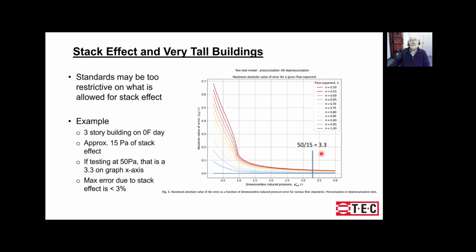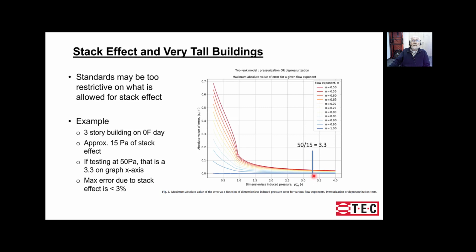So I'm just going to go through one quick example of what this would tell us. Say we have a 3-story building on a day when it's 0 degrees outside, and the building is 30 feet tall, and we calculate that this would be a 15 pascal total stack pressure. And then we're going to test it. We want to induce a test pressure of 50 pascals. That means 50 divided by 15 is 3.3. So on the x-axis we would be at 3.3.